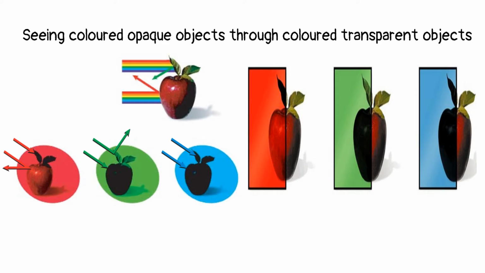Also we see it red. But what happened here? In this case, the white light falls on the red apple and it absorbs all of the 7 spectrum colors and reflects its own color. Its own color here is the red color or red light. When the red light falls on the red glass sheet, the red glass sheet absorbs the red color and transmits it. So we can see the red apple as red.